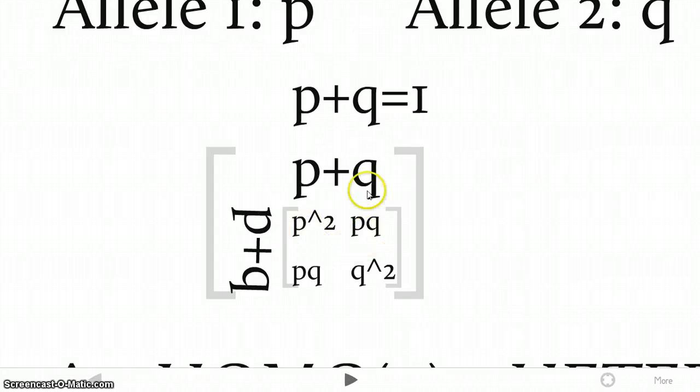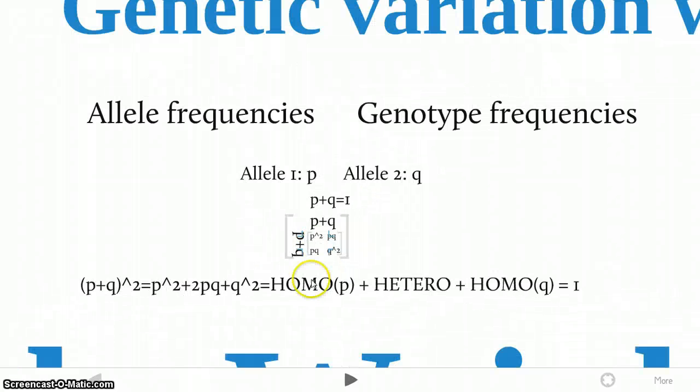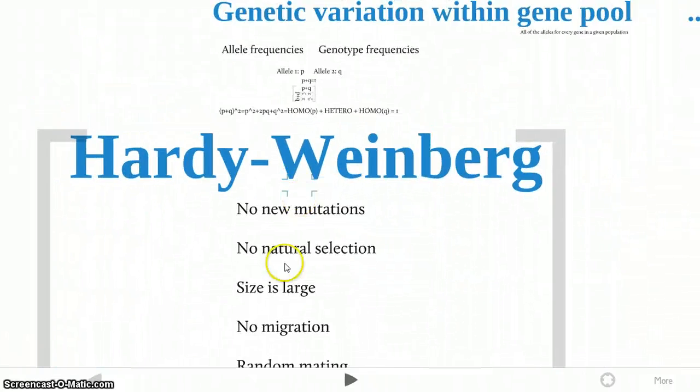Likewise, the probability of a q sperm and a p egg is pq. Probability of a p egg and a q sperm is pq. So the probability of a heterozygous individual is going to be 2pq. It's really not all that complicated. So that's how Hardy-Weinberg works.